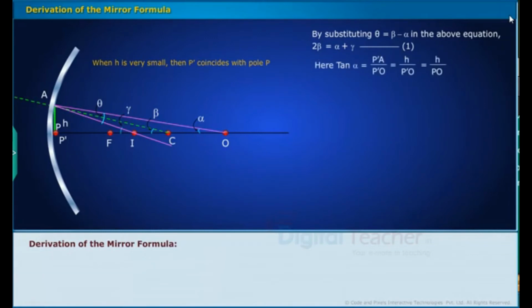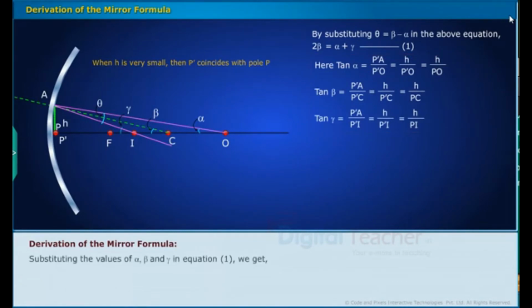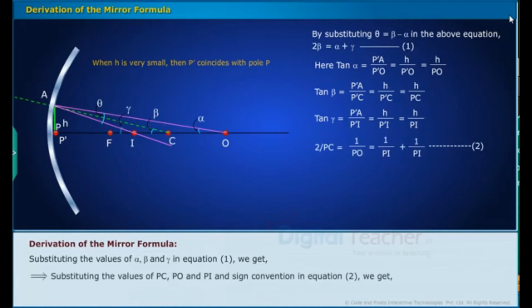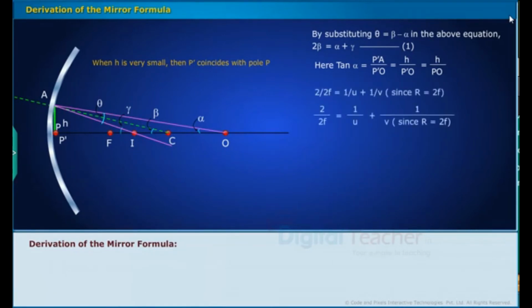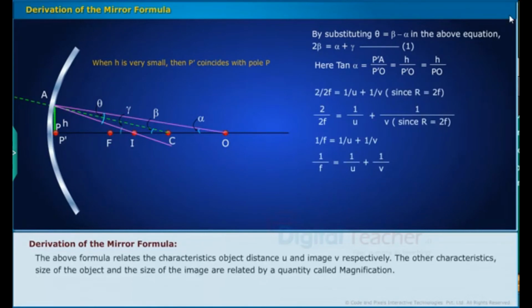Here, the values of tan alpha, tan beta and tan gamma are shown on screen. Substituting the values of alpha, beta and gamma in equation 1, we get equation 2. Substituting the values of PC, PO and PI and applying the sign convention in equation 2, we get the mirror formula whose calculations are shown on screen. The above formula relates the characteristics object distance u and image distance v respectively.